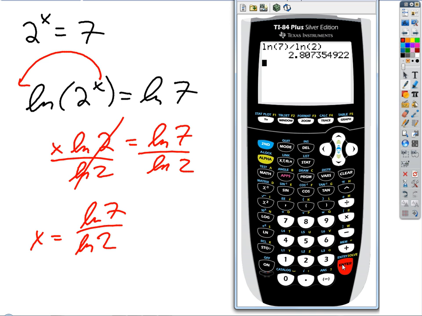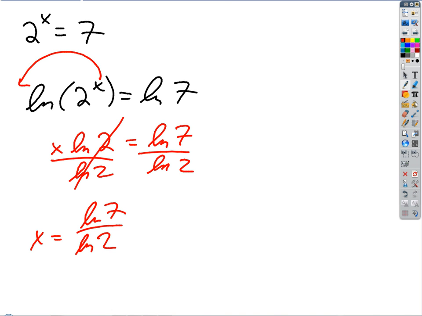That's my answer. Okay, but the trick is, take a natural log of both sides so I can take that exponent, that x, from the exponent and put it out front so I can solve for it. Okay? All right. So that's another trick.